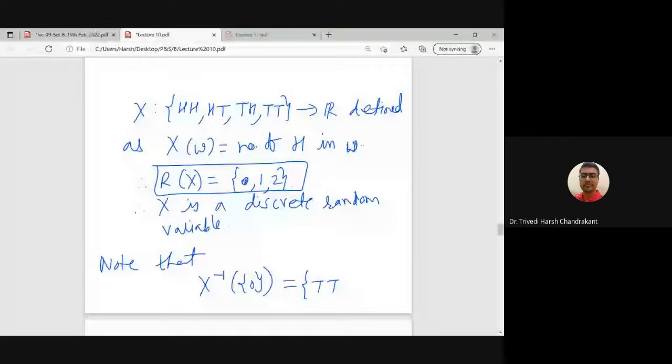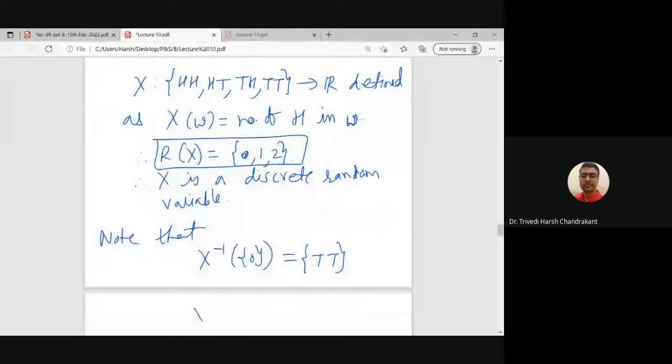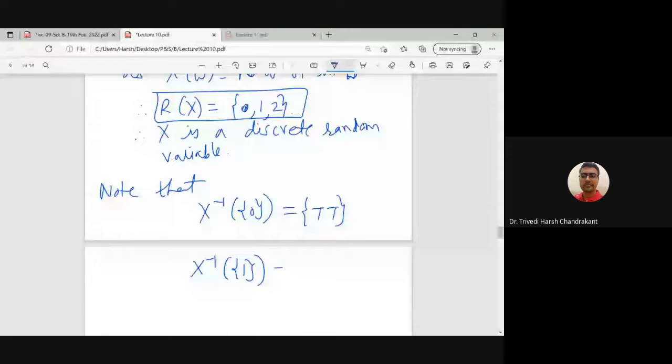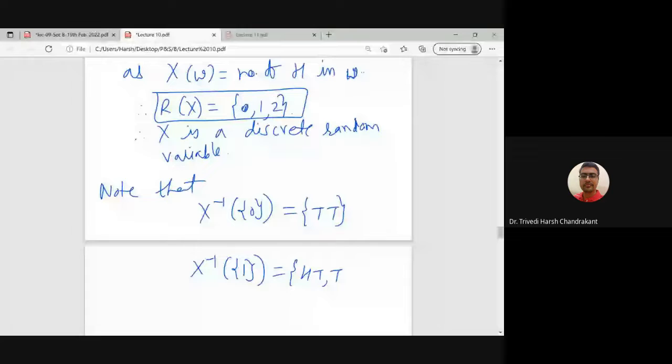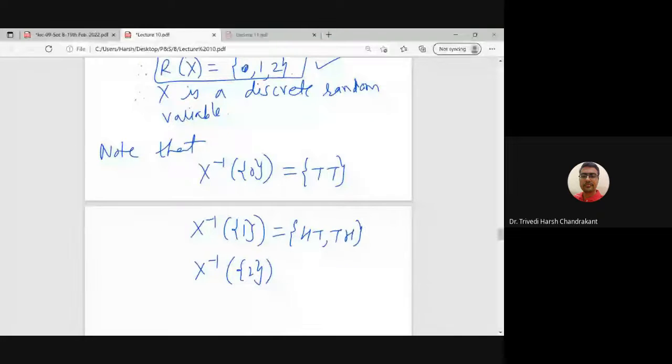Similarly, X inverse 1. So that means what are the outcomes in which there is only one head? So they are HT and TH. And the last thing is X inverse of 2, right? Because only 3 elements are there in the range. So we are finding the inverse image of all the elements. So 2 heads are there in HH.